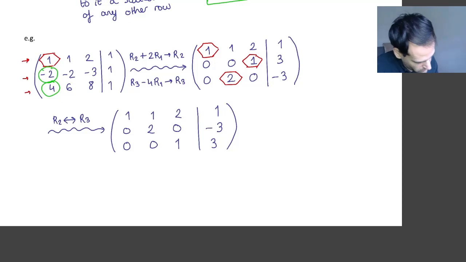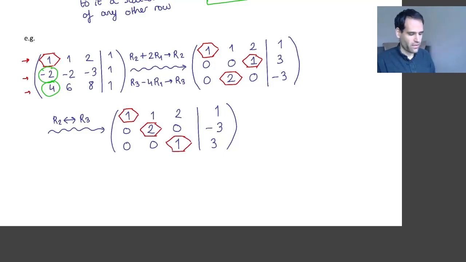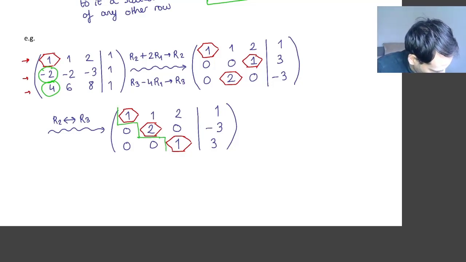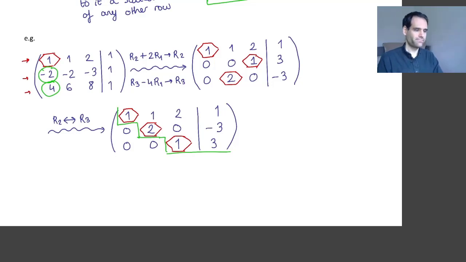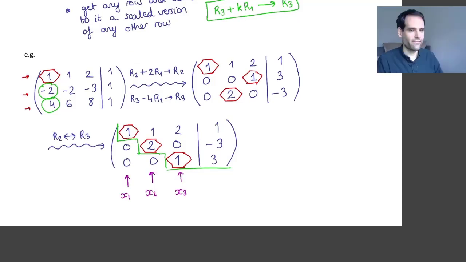Now the pivots. The pivot in the first row is this one, the pivot in the second row is this one, and the pivot in the third row is this one. And now this matrix is in row echelon form, and indeed you can do this staircase here. So that would be an example of Gaussian steps applied to this matrix.